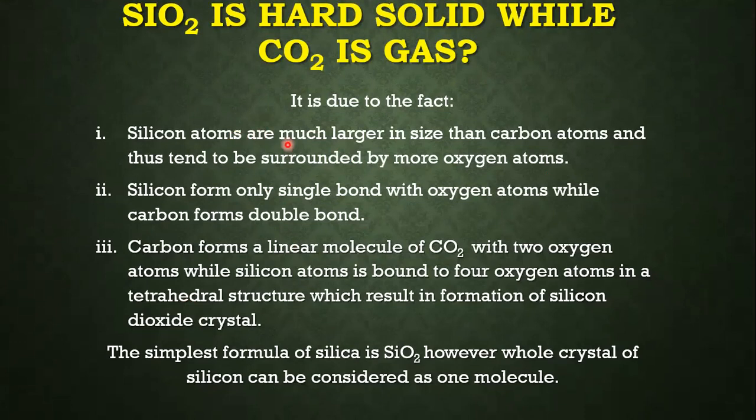Silicon, because of its greater size, tends to surround more oxygen atoms. Silicon forms single bonds with four oxygen atoms, while carbon forms two double bonds. Carbon forms a linear molecule of carbon dioxide with two oxygen atoms, while silicon forms four single covalent bonds with four oxygen atoms. Because of this, it gives rise to a tetrahedral structure. The simplest formula of silica is SiO2, while the whole crystal of silicon dioxide can be considered as one molecule.